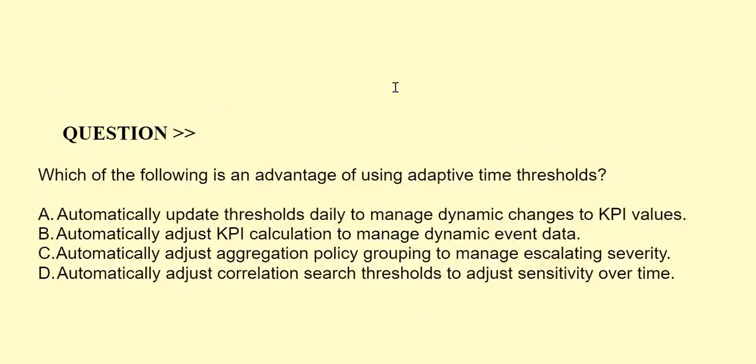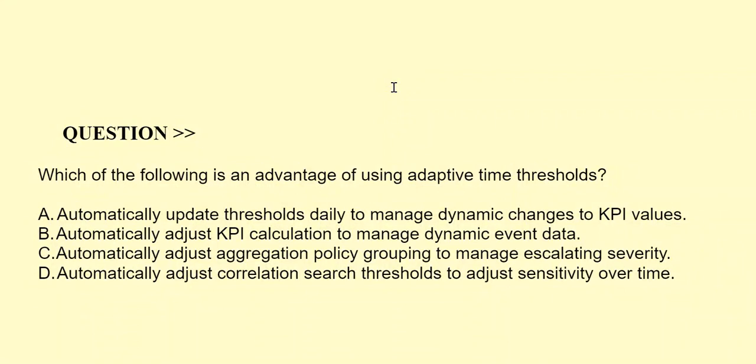The correct answer is option D. Our next question is, which of the following is an advantage of using adaptive time thresholds? Option A, automatically update thresholds daily to manage dynamic changes to KPI values.